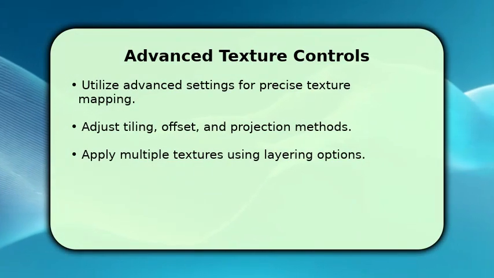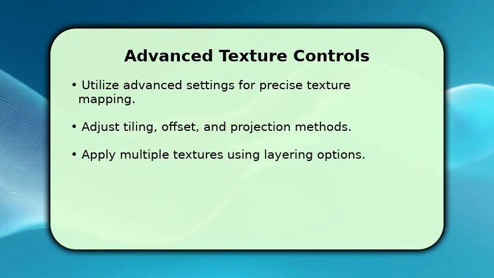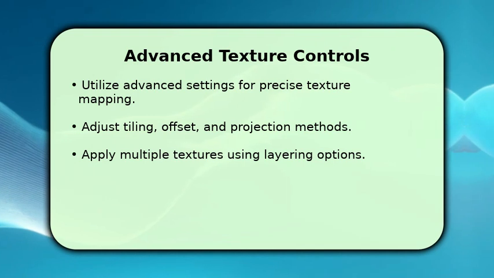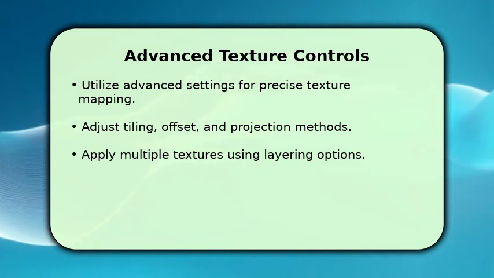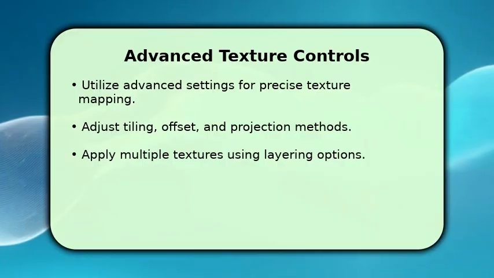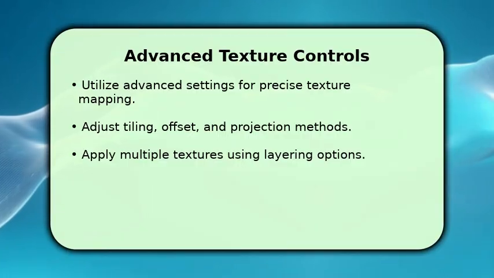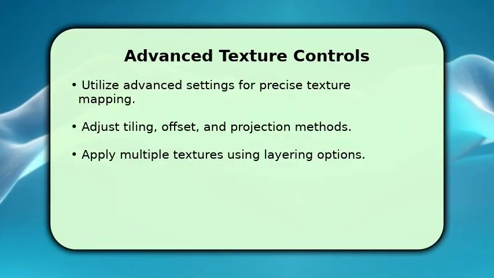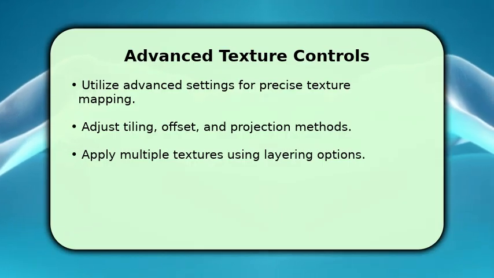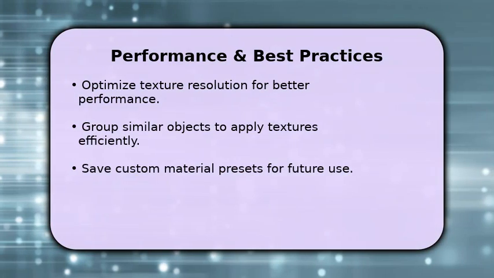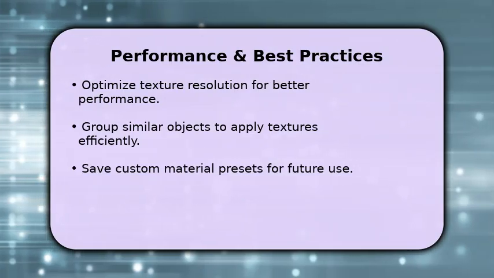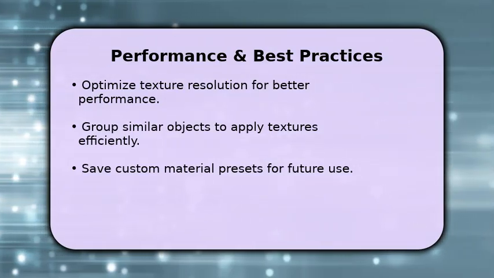Beyond basic application, the Easy Texture plugin offers robust advanced controls for truly customizing your surfaces. You can precisely adjust tiling and offset values to ensure your texture repeats seamlessly across any surface. Explore different projection methods like planar, cylindrical, or spherical mapping for complex geometries. The layering feature allows you to combine several textures, and blending modes provide creative ways to achieve unique visual effects, adding depth and realism.